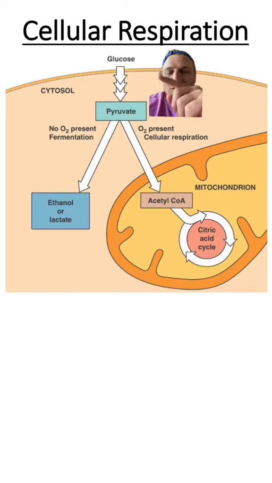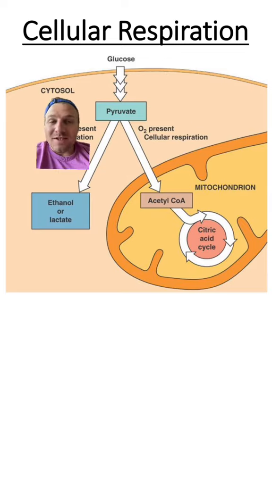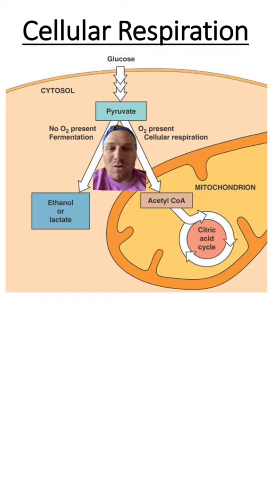So glucose is going to enter our cells and go through glycolysis. Glycolysis breaks down glucose into 2 pyruvates. And this occurs in the cytosol or the cytoplasm of the cell. Now, pyruvate can go one of two ways.